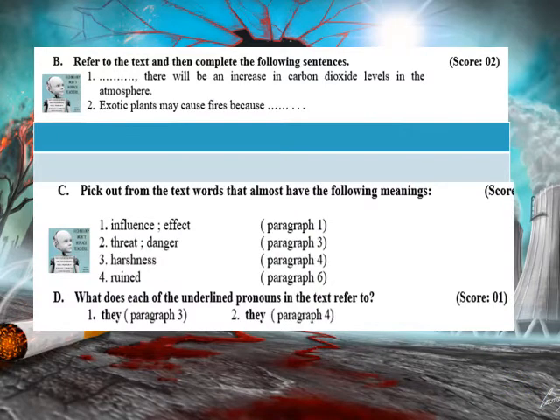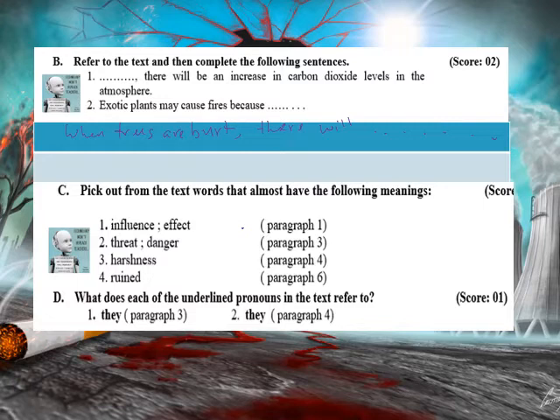Okay, let's go back to the text to complete these following sentences. Make sure you rewrite the complete sentence in your test sheet. Okay? Alright, Hassan? Refer to the text and then complete the following sentence. When trees are burned, there will be an increase in carbon dioxide levels in the atmosphere. Okay, so you must write it out completely. Make sure in your exam you write it out completely. When trees are burned, there will be an increase in carbon dioxide levels.